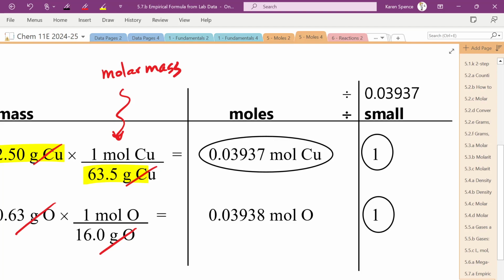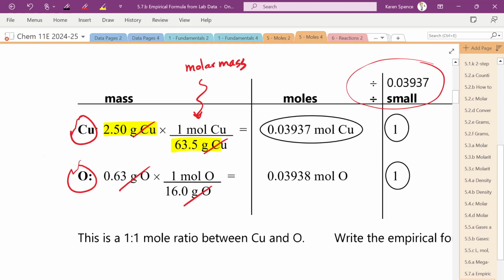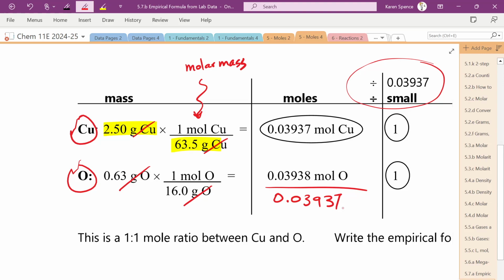But just for argument's sake, this is how I like to show dividing by the smallest, and I put it up here. Okay, you'll notice what I didn't do is I did not do this. Don't write this down. And the reason I didn't do that, anyone see it?